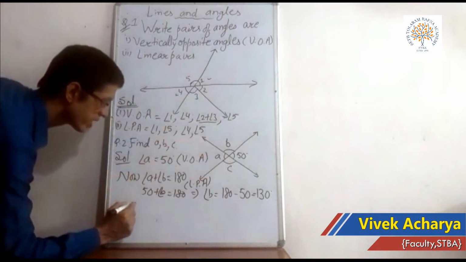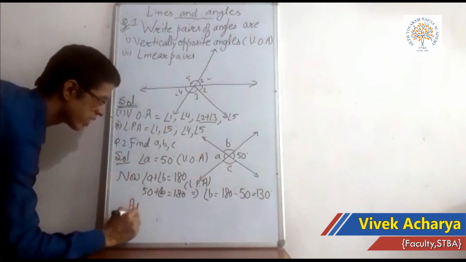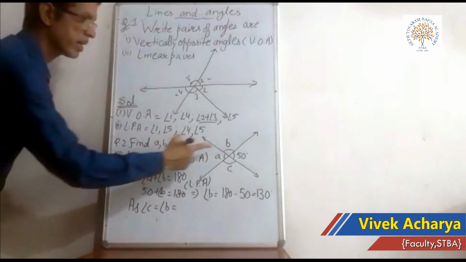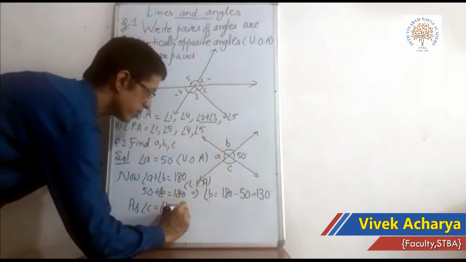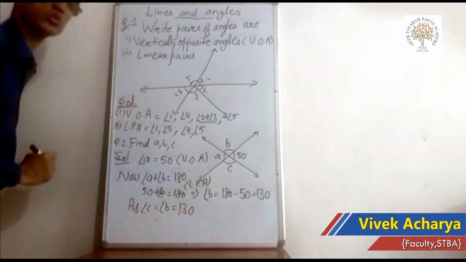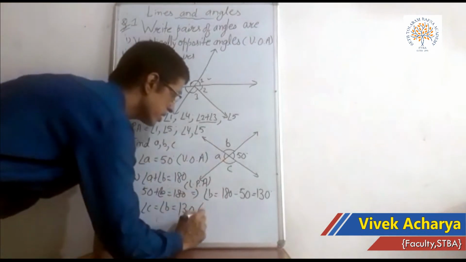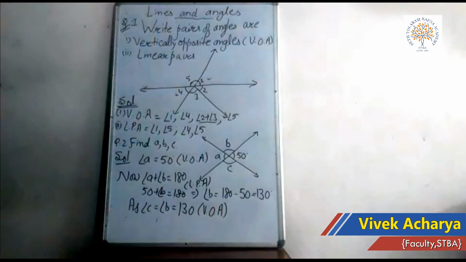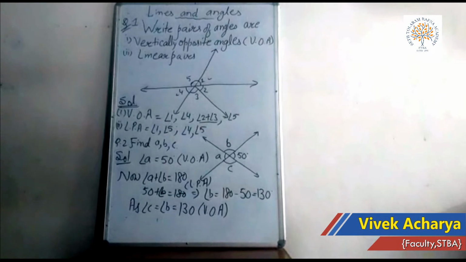So you can say angle C and angle B are equal angles and both are equal to 130. Because angle B is 130, angle C is also 130 degrees, by the reason that they are vertically opposite angles. So you can see that by this method we have angle A as 50 degrees, angle B as 130 degrees, and angle C is equal to 130 degrees.